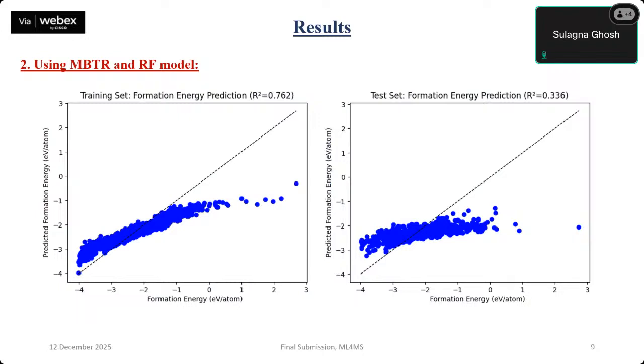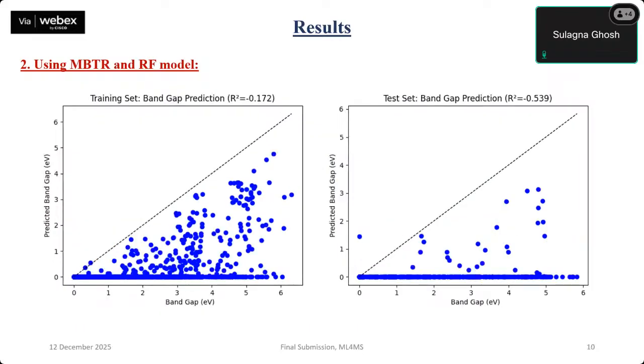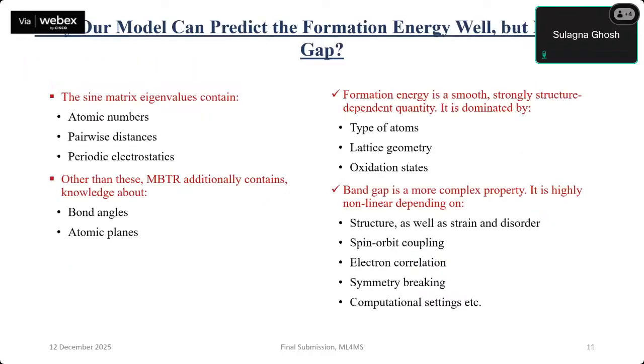The next feature is MBTR, that is many body tensor representation. Here also we are getting quite moderate results for formation energy, but the band gap prediction is poorer. Now, why is this happening?